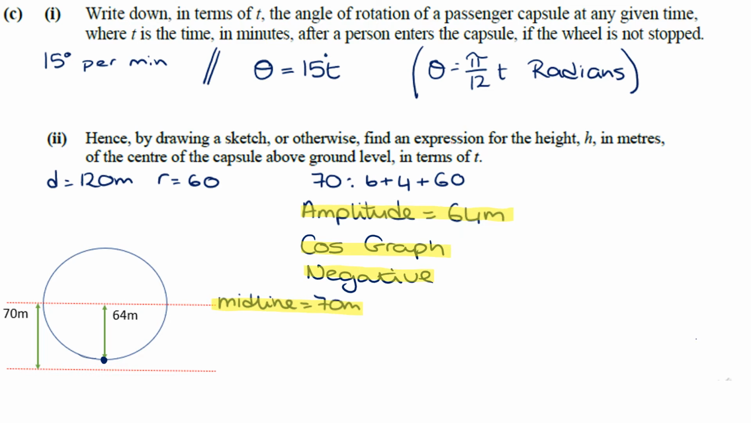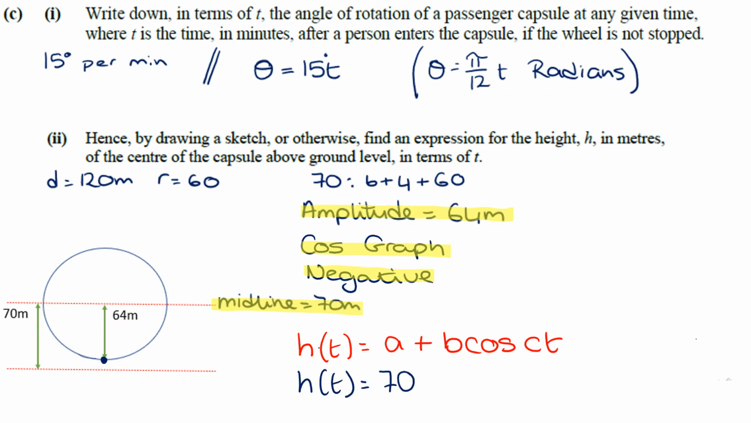So we are going to use our usual function. I'm going to call it h rather than f of x. So h of t, because it is in terms of t, is going to be a plus b cos ct. What do we know so far? A is always our midline, so that's 70. It'll be plus or minus, so the b could be negative. In this case, it is negative because it's a negative graph. B is the amplitude, so that's 64, cos of.